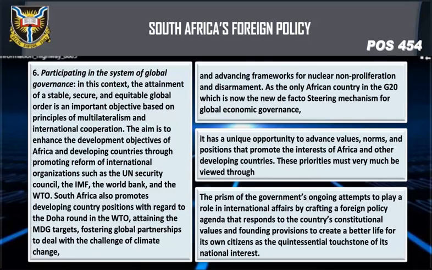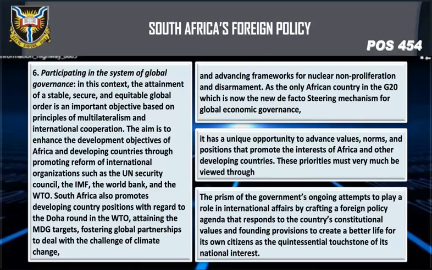The aim is to enhance the development objectives of Africa and developing countries through promoting reform of international organizations such as the UN Security Council, the IMF, the World Bank, and the WTO. South Africa also promotes developing country positions with regard to the Doha Round in the WTO, attaining the MDG targets, fostering global partnerships to deal with the challenge of climate change, and advancing frameworks for nuclear non-proliferation and disarmament.